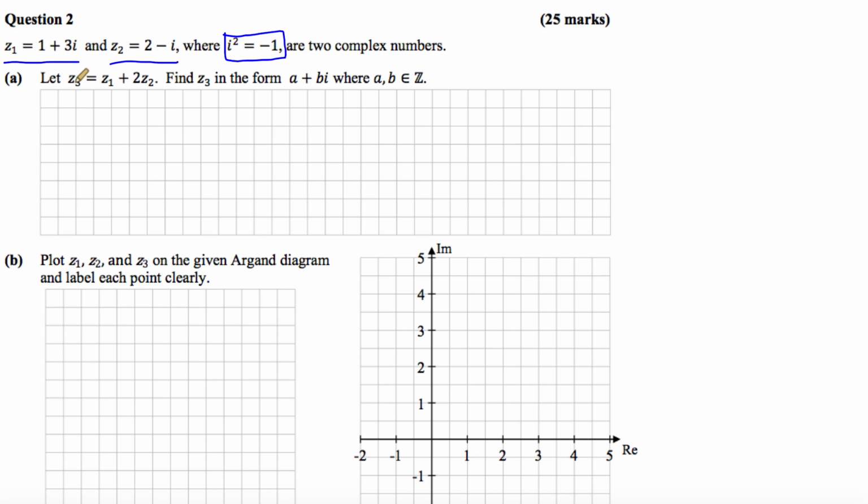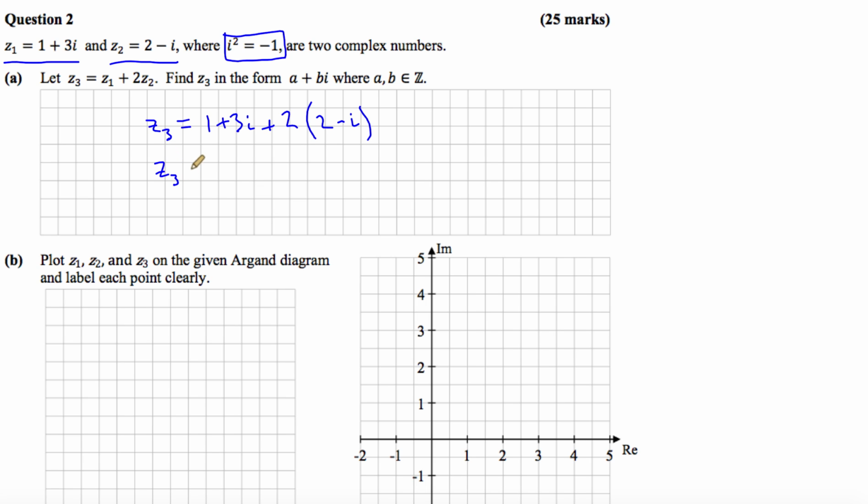Part A says, let Z3 equal Z1 plus twice Z2. Find Z3 in the form a plus bi, where a and b are elements of the Z set. Now the Z set is the set of integers. So we're going to set this equation up here. We're looking for Z3, so Z3 is equal to Z1, which is 1 plus 3i, plus twice Z2, which is 2 minus i.